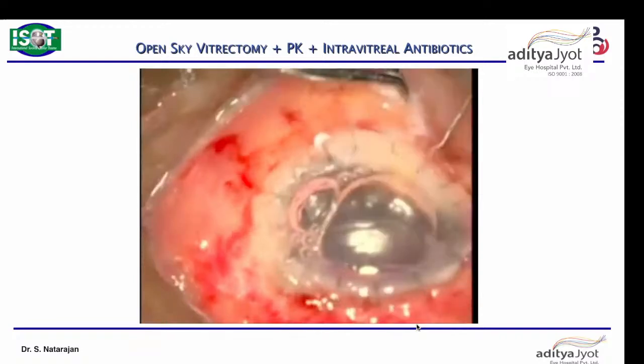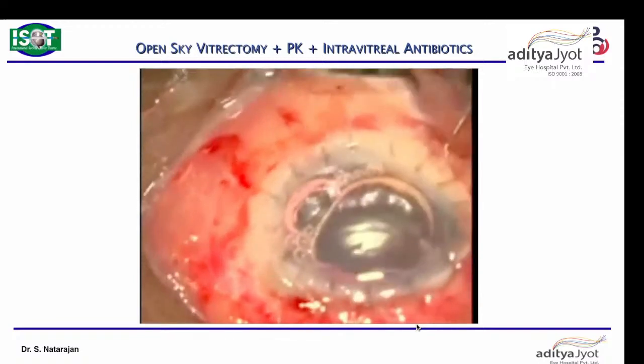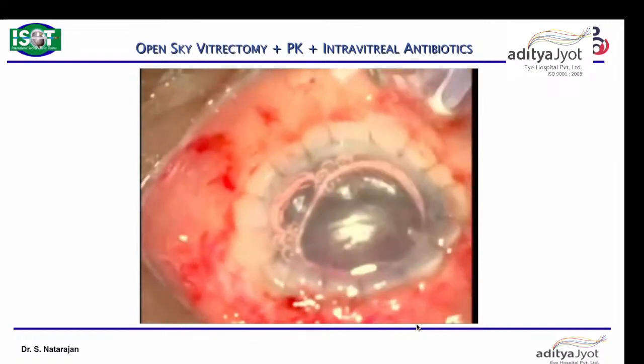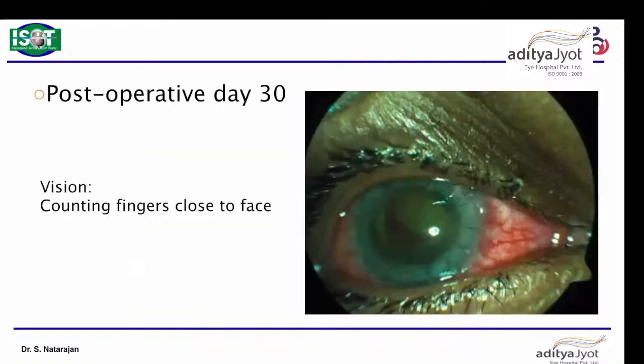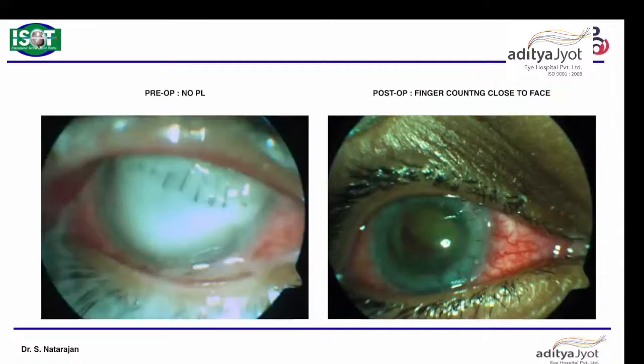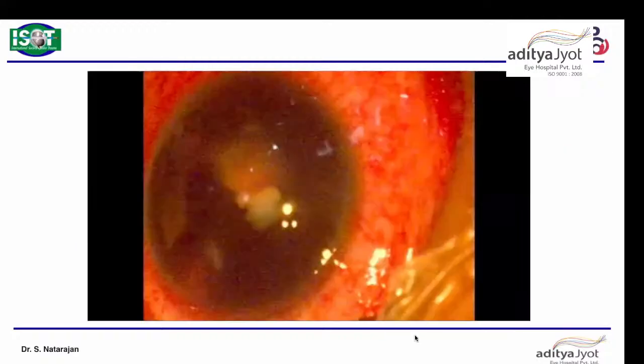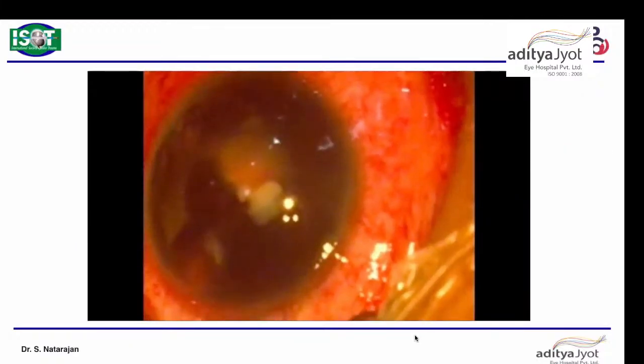I always tell them, I operate, and this is an intravitreal antibiotic injection. So we give vancomycin with ceftazidime, and sometimes I give clindamycin too. So this is post-operative. You can see there was counting fingers close to face, and this was NPL, and the post-op counting fingers. So this is again another traumatic endophthalmitis, and you can see it's severe.